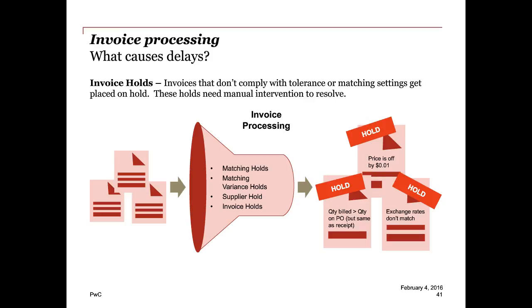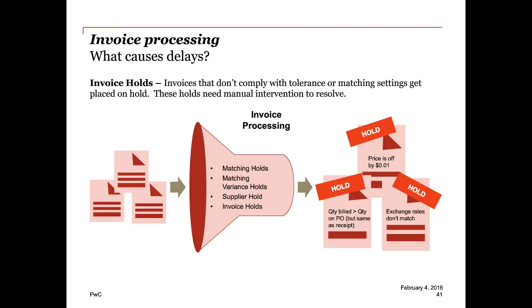So some of the examples here: if the price is off by 1 penny, or the quantity billed is greater than that on the PO, but the same as the receipt even, or even if the exchange rates don't match, your invoice is automatically going on hold.